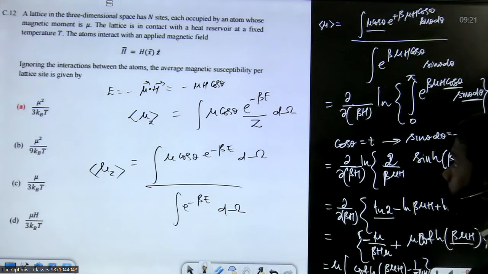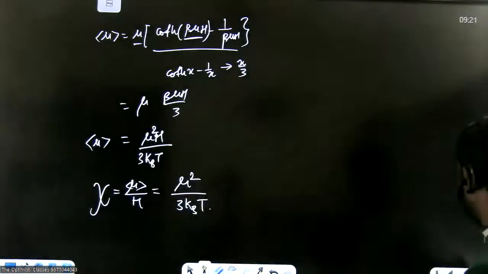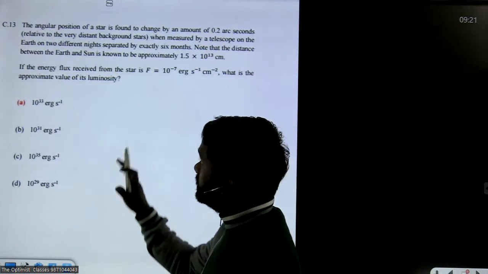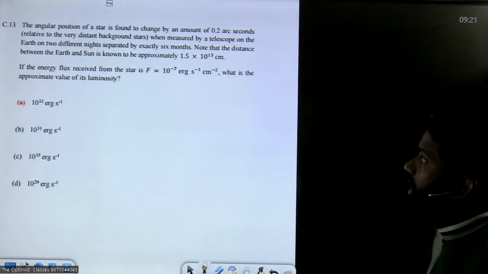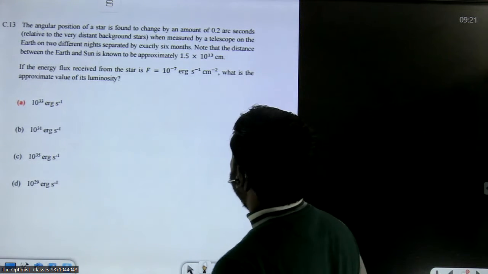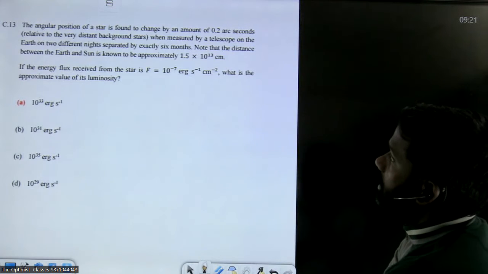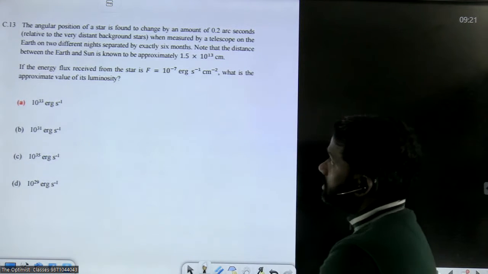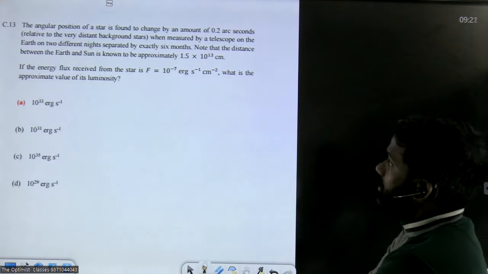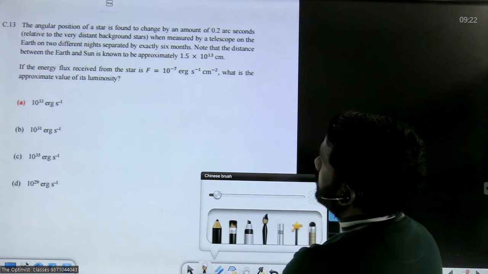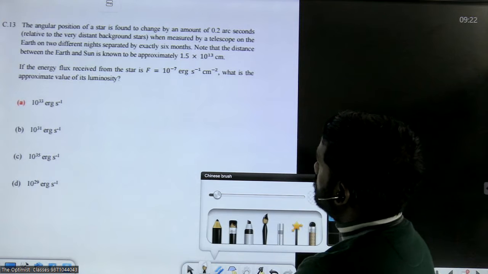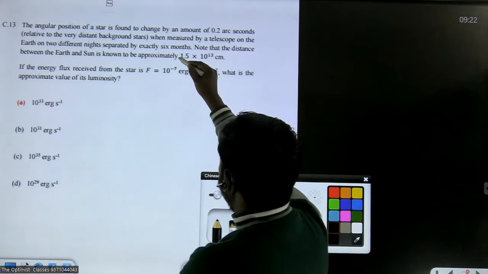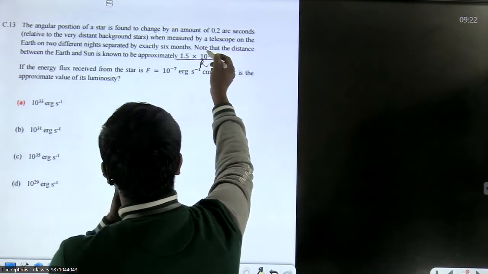All right, so now let's move on. This was not a new question, it was a theoretical question. This is somewhat of a new question. It says the angular position of a star is found to change by 0.2 arc second relative to a very distant background star when measured by a telescope on Earth on two different nights separated by 6 months. Note that the distance between Earth and Sun is known to be approximately 1. So let's call this distance between Sun and Earth capital R.